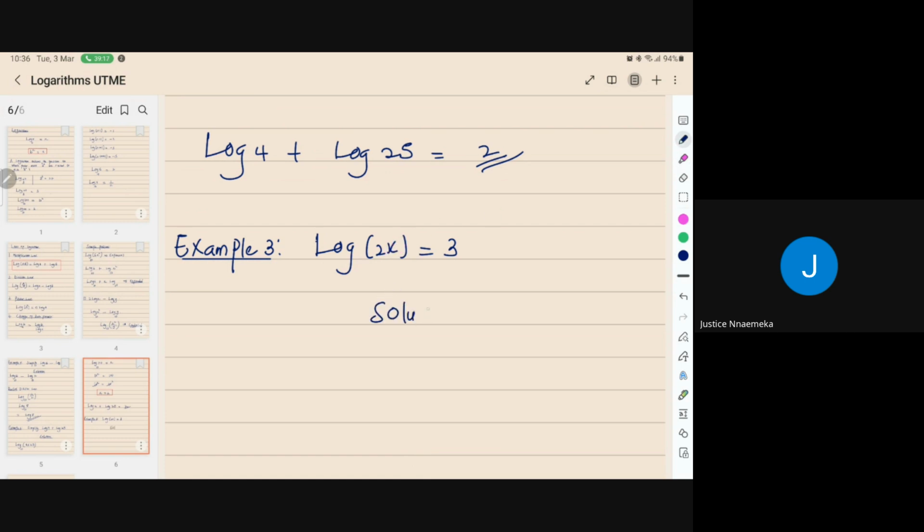So solution. Let's expand it using the laws of logarithm. So this will give me log 2 plus log x is equal to 3. Are we together now?